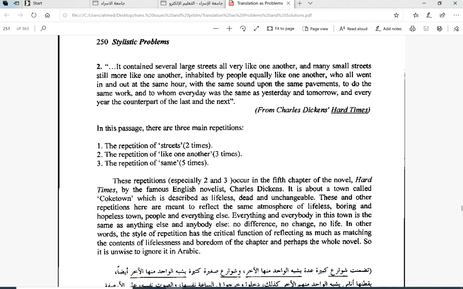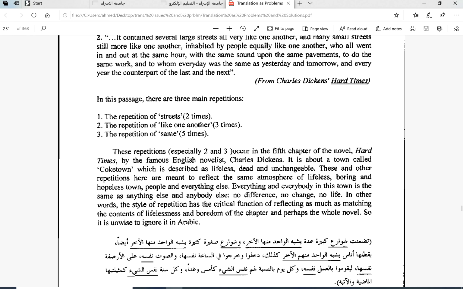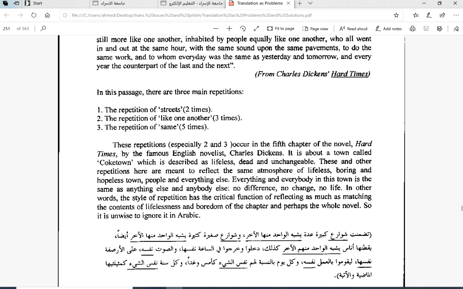And here is another example: it contains several large streets, all very like one another, and many small streets, still more like one another, inhabited by people equally like one another, who all went in and out at the same hour, with the same sound upon the same pavements, to do the same work, and to whom every day was the same as yesterday and tomorrow, and every year the counterpart of the last and the next. That's from Charles Dickens' Hard Times.